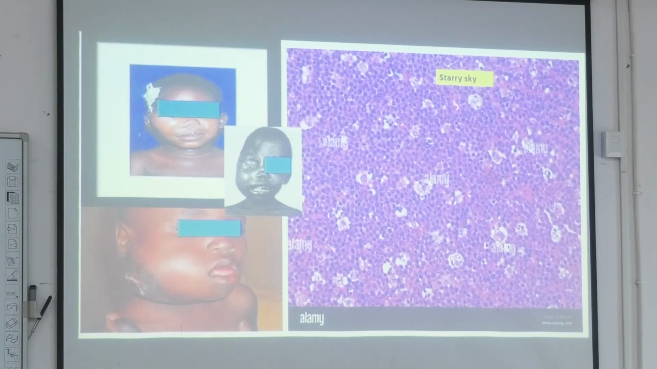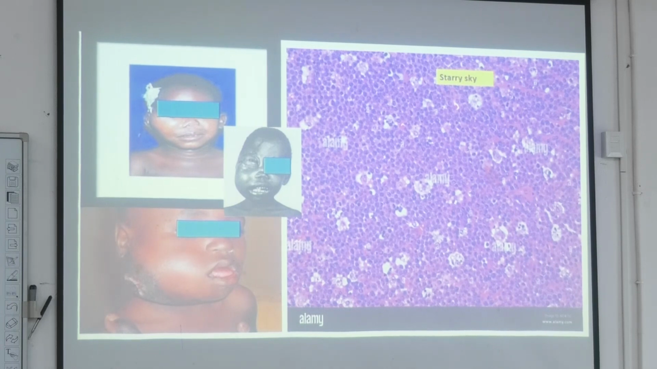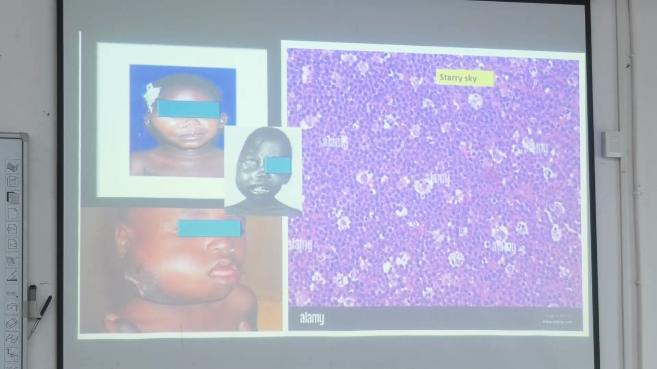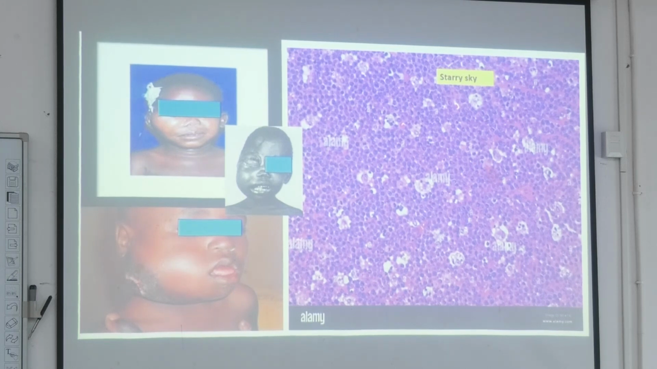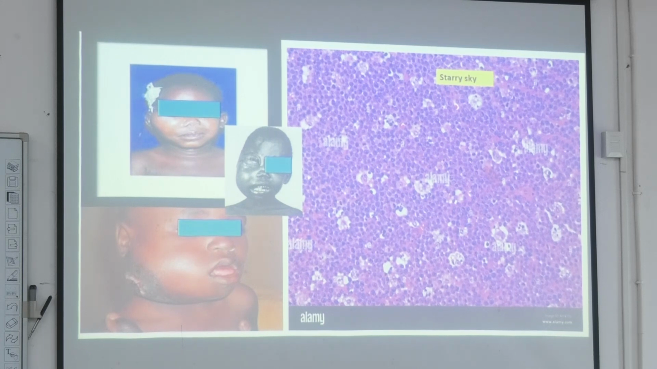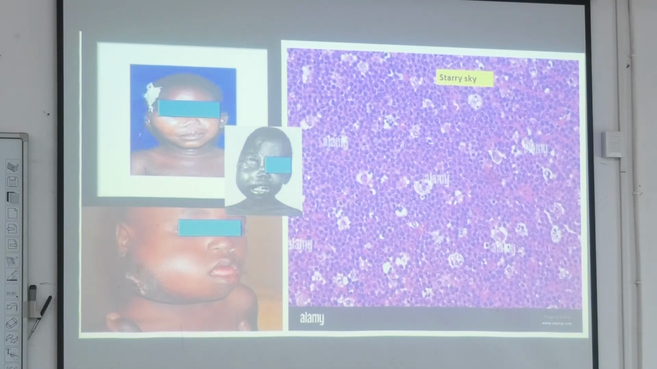Very important in Burkitt lymphoma, the morphology of the lymph node is transformed to a starry sky appearance. What does this look like? This is the sky, and these star-like things are due to apoptosis. That is specific for Burkitt lymphoma, the starry sky appearance, when the lymph node is effaced and this morphology gives rise to it.